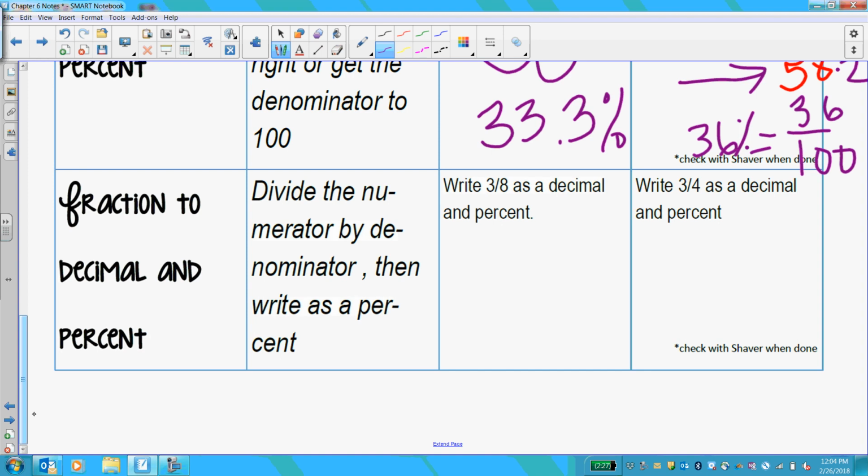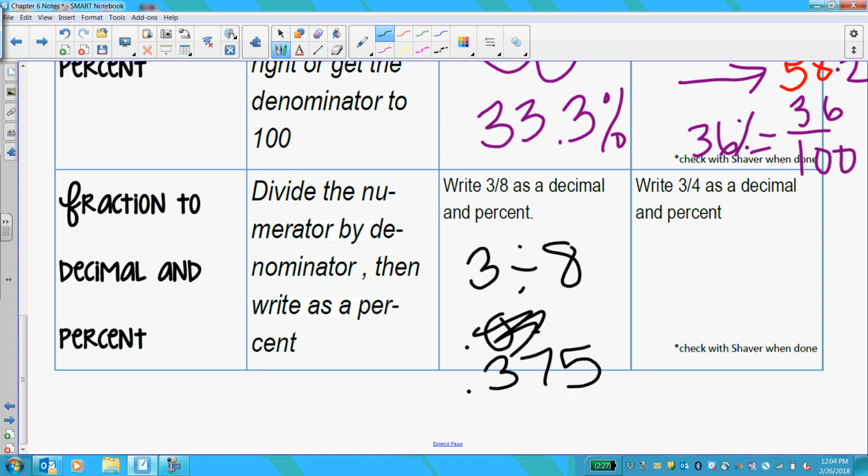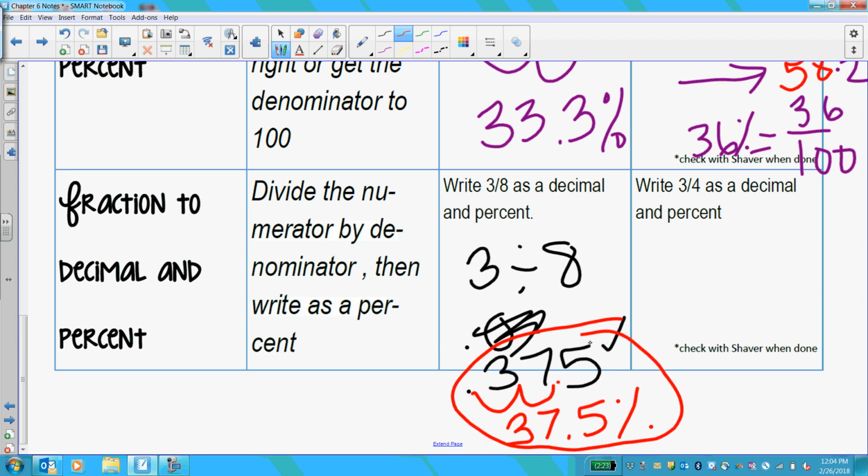All right, last little part. To get a fraction to a decimal and percent, you're going to divide the numerator by the denominator and then write as a percent. Thankfully in this chapter we have calculators. So in your calculator you would want to type 3 divided by 8 because we're writing 3/8 as a decimal or a percent. So 3 divided by 8 and you get 0.375. So you have it as a decimal. That's a check. Now you got to write it as a percent. Just move that decimal twice, so 37.5%. And there's your 2 answers.